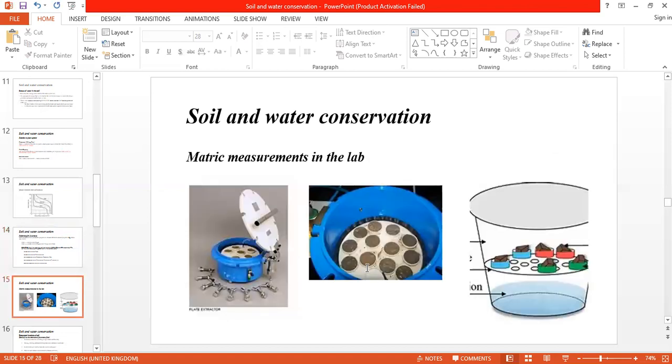I think this should be our second last slide. This one is just to show how we can measure the matric potential in the lab. I don't know if you have this equipment at Zambia Sugar.